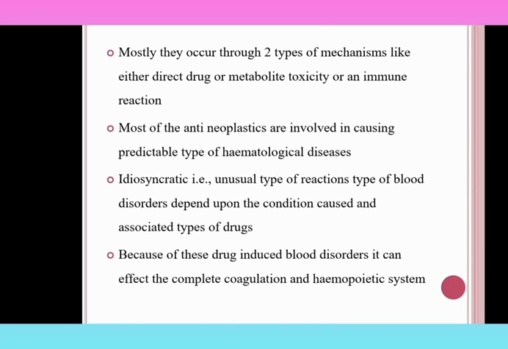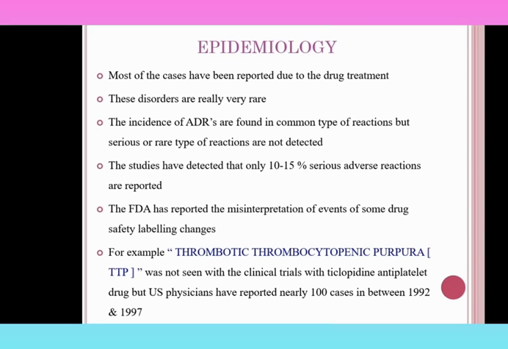And mostly the anti-neoplastics, that is the anti-cancer drugs, are involved in causing such predictable hematological diseases. Idiosyncratic means an unusual, not normal type of reaction caused by these blood disorders. Idiosyncratic reactions depend upon the conditions caused and also on the associated drugs. And because of these drug-induced hematological or blood disorders, the complete hemopoietic system or the complete coagulation system can be affected.